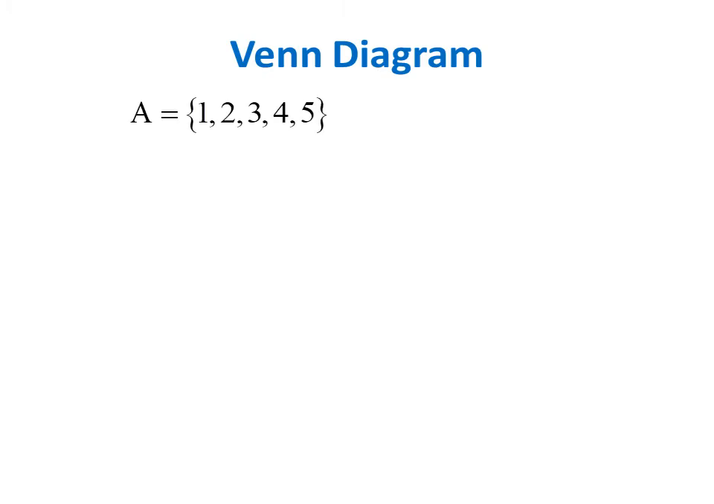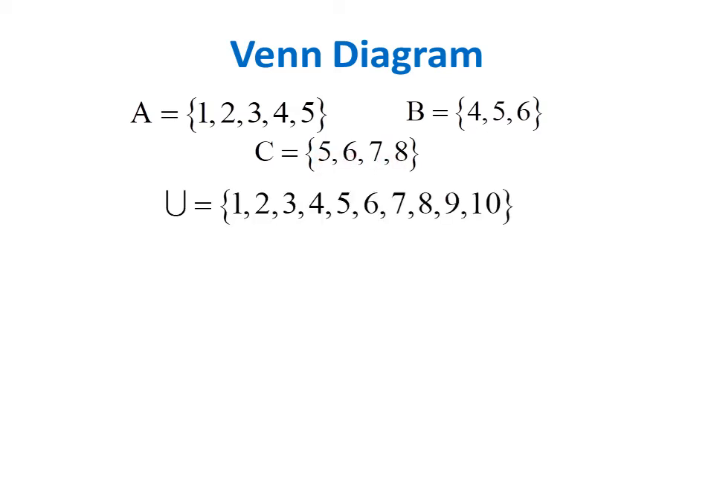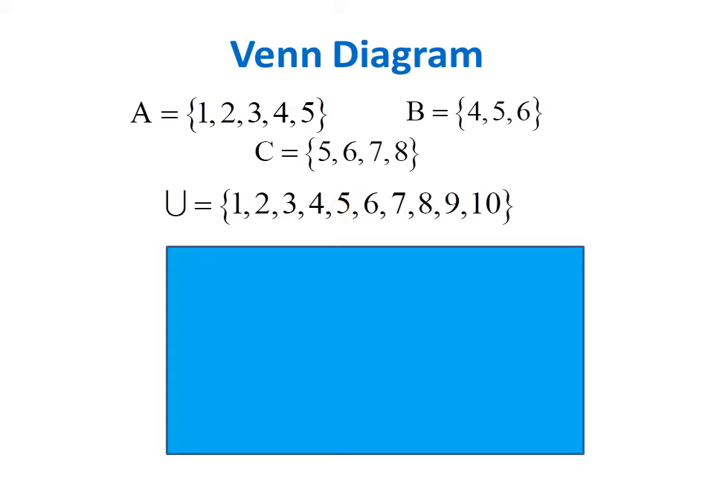Now let's say we are given a set A with elements 1, 2, 3, 4, 5, a set B with elements 4, 5, 6, a set C with elements 5, 6, 7, 8, and the universal set whose elements are the numbers from 1 to 10. So how do we draw a Venn diagram that represents all the sets and their relationships?